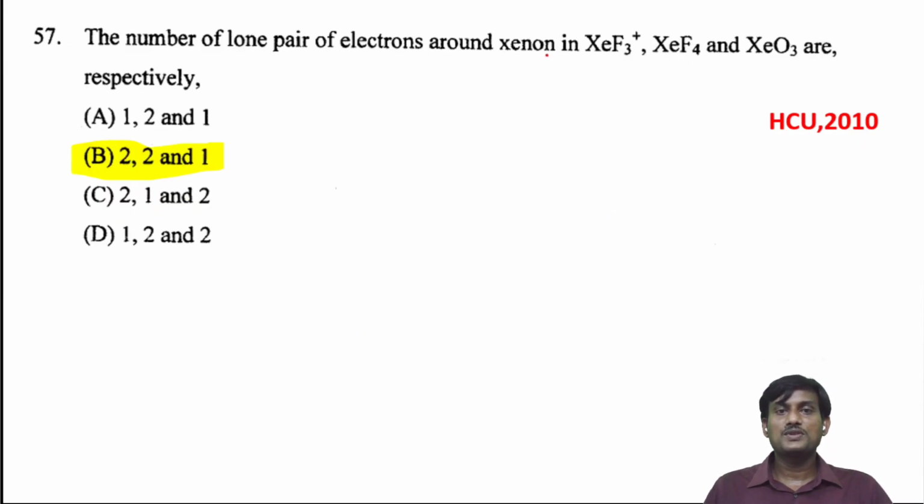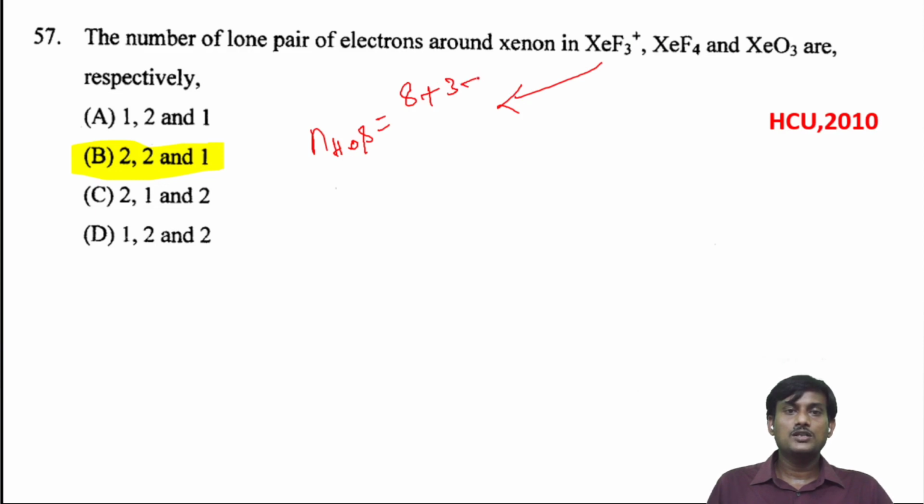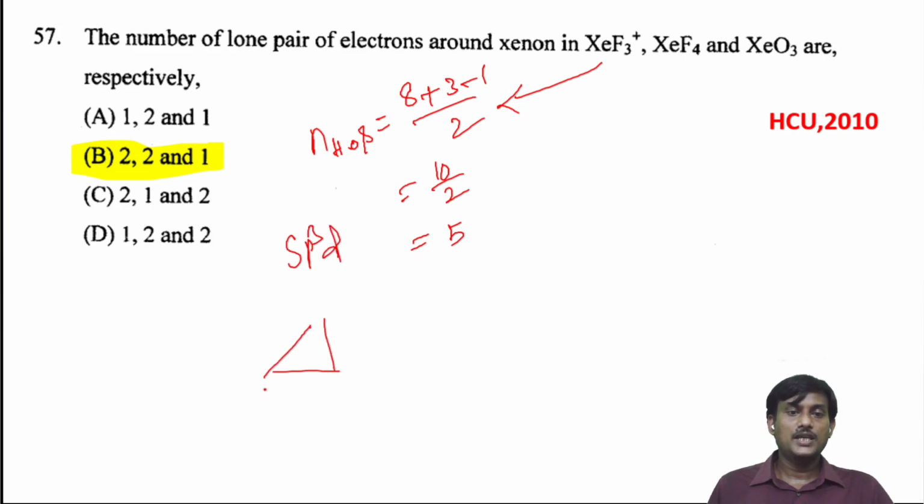The number of lone pairs of electrons around xenon in XeF3 plus, XeF4, and XeO3. Let's take the number of hybridized orbitals. Xenon has 8 valence electrons, 3 monovalent, and we have to remove charge, minus 1, divided by 2. It will be 11 minus 1, that's 10 by 2, so 5. It's sp3d hybridized. So this is the shape, and we have 2 lone pairs of electrons. The remaining positions will be occupied by fluorine.